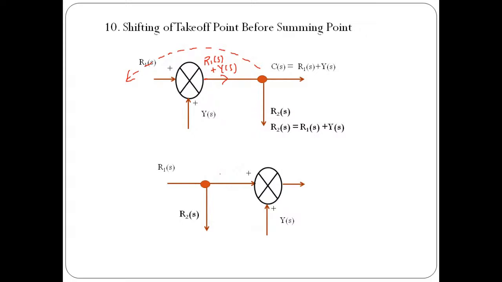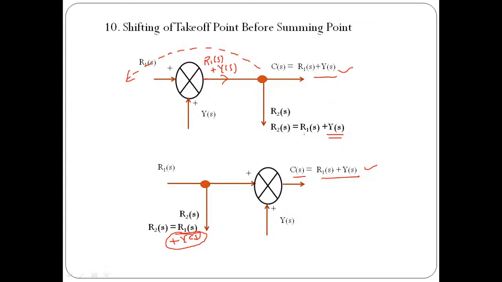Now let us calculate what will be the output and the value of the feedback signal over here. In this case, the feedback signal is going to be R2 of S, that will be equal to R1 of S. Now we were supposed to get R1 of S plus Y of S, but here the plus Y of S term is missing. See, we must get plus Y of S over here, but Y of S is missing. And if you compare the output, it will remain the same. Output in this case will be C of S, which is R1 of S plus Y of S. Both are the same.